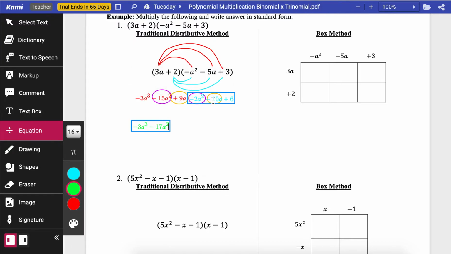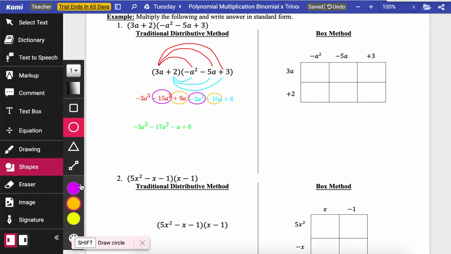9a and negative 10a are like terms. 9 minus 10 is negative 1, so we have negative 1a, or just negative a. And then we get to the plus 6 at the end. And this is our final answer.